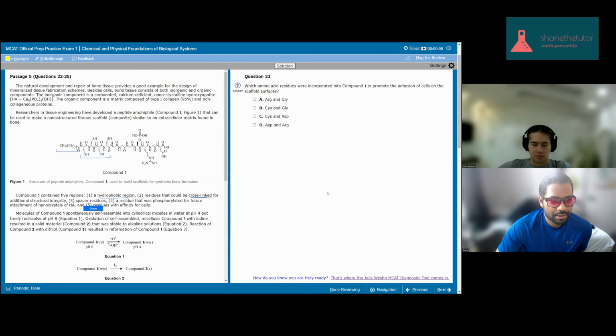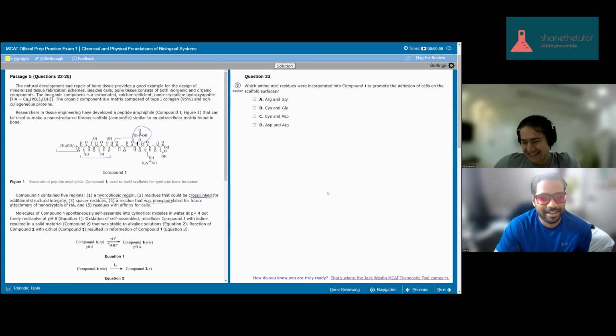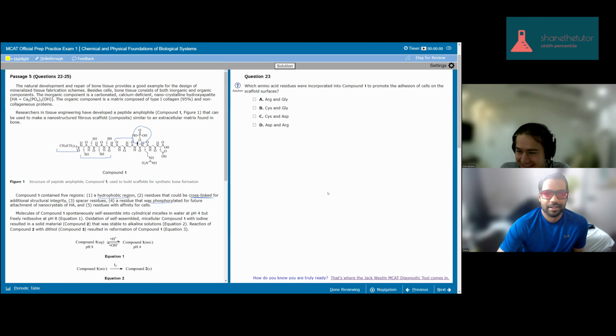Okay, that seems to line up, right? Spacer residues, which I'm assuming means nothing special. This stuff seems to be having nothing special, right? And then a residue that was phosphorylated. Oh, that's right there, right? It's right there.